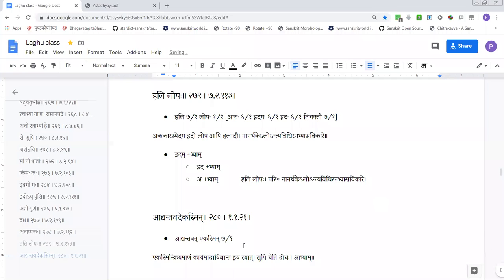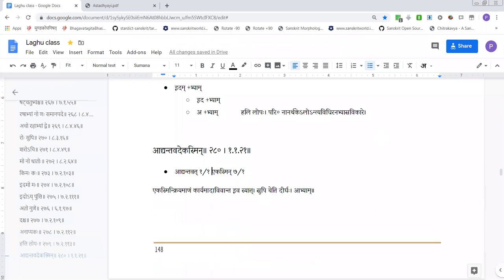Adyanta, ekasmin, in the same one. Ekasmin kriyamanam karyam, ekasmin karye, or ekasmin vidhau karye. There is a vidhi which you apply and you do some karya, because of the vidhi, meaning the sutra. Whatever sutra-pravritta karya, vidhi-pravritta karya is there, in that karya, ekasmin kriyamanam karyam, that karya which is done there, adau iva ante ivasyat. How is it that karya applied?